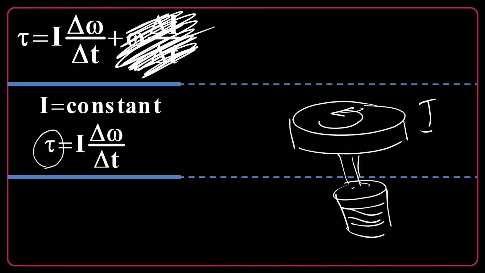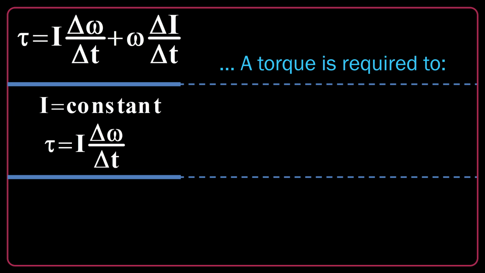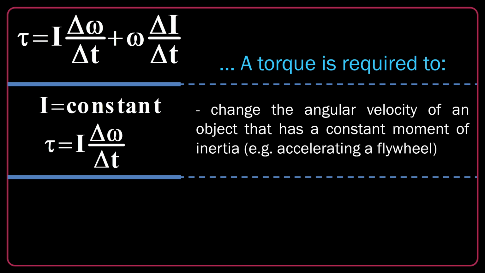What is torque? This is the external torque, okay? So we need an external torque, or let's say in short, a torque, to change the angular velocity of an object that has a constant moment of inertia. So when moment of inertia is constant, torque is needed to increase or decrease the omega.